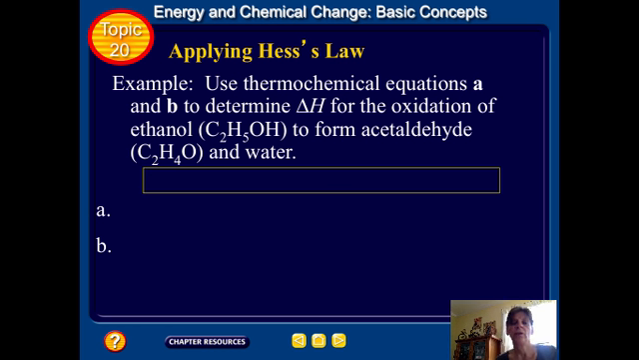Okay, so if we were to look for a thermochemical equation between ethanol, C2H5OH, and oxidize it to form acetaldehyde, C2H4O, and water, we would end up with, I believe this is a 2 and a 2 and a 2, and I think that's balanced with this reaction. This, by the way, is one of the steps in metabolizing ethanol in our bodies. Just to put this in context.